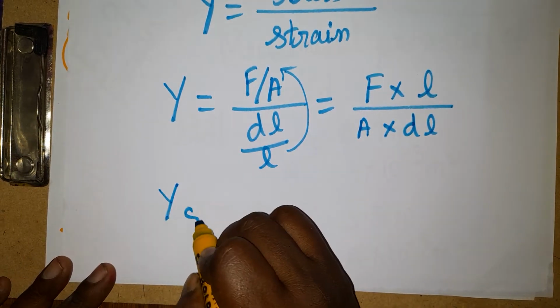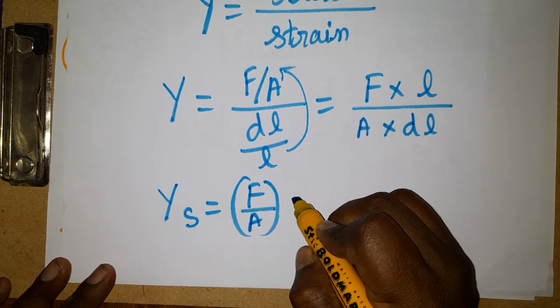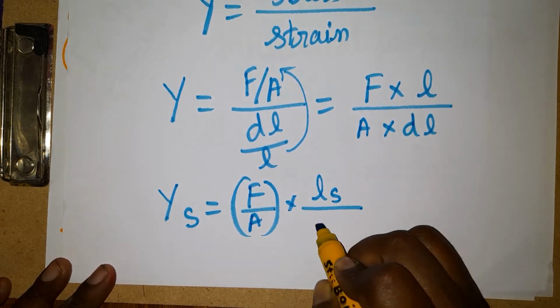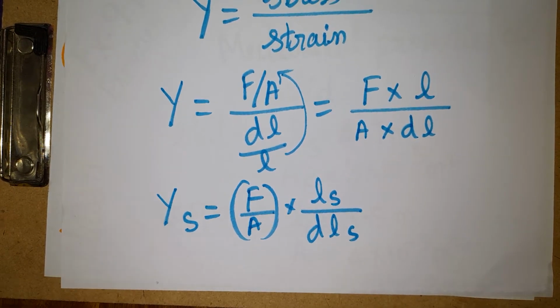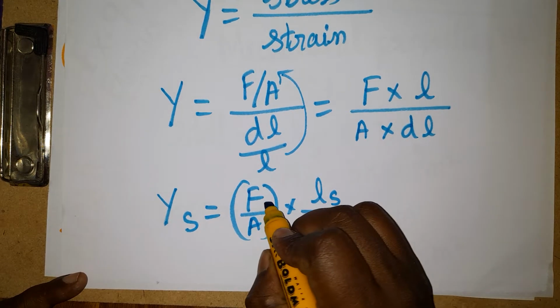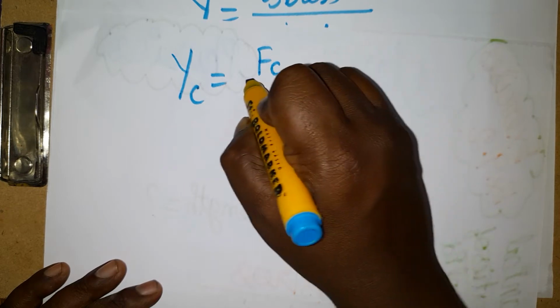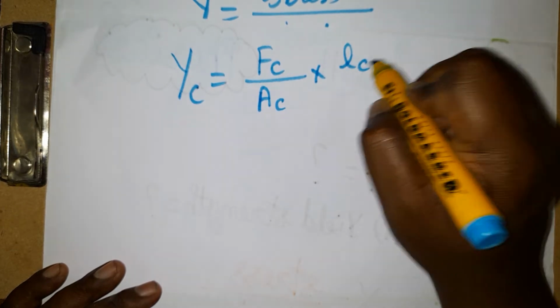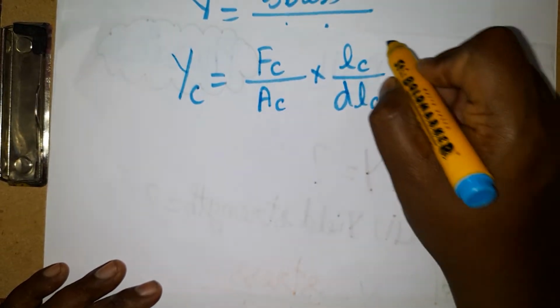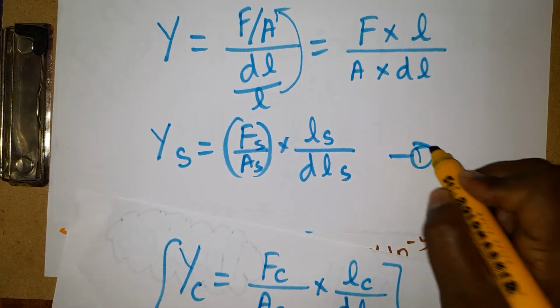Okay. First I will write the steel equation. Young's modulus of steel is equal to force per unit area applied for the steel, into the original length of the steel, divided by the changing length of the steel. This is the steel equation. Everything here is for the steel wire. If you want the copper wire, the Young's modulus of the copper wire, the same force applied, is the area for the copper wire, length for the copper wire and changing length for the copper wire. Okay. These are two equations. The first equation is for steel wire and the second for copper wire.